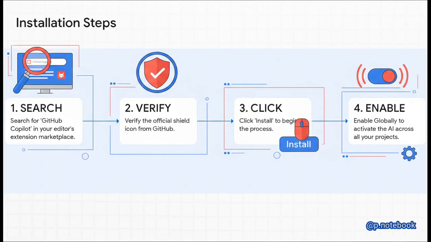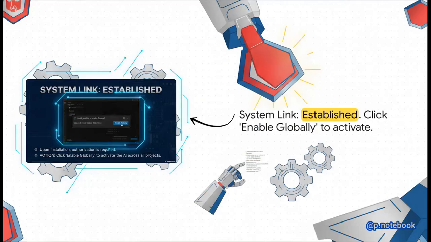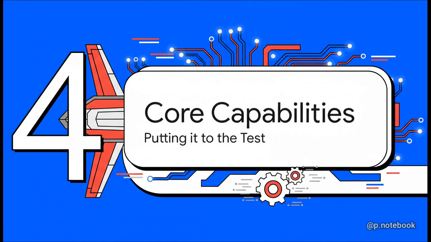You're just going to start by searching for GitHub Copilot in your editor's extension marketplace. Now, make sure you see that official shield from GitHub so you know you've got the right one. Then just click Install and enable it. So once it's installed, you'll get a little prompt to authorize the extension with your GitHub account. And the final step, the big one, is to click Enable Globally. That establishes the system link, it activates Copilot across all of your projects, and just like that, you are ready to fly.